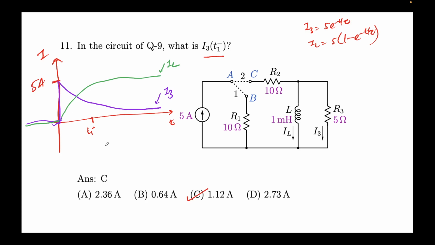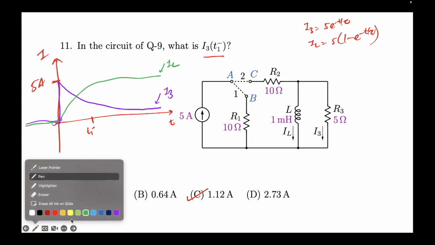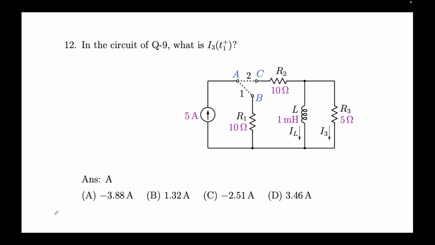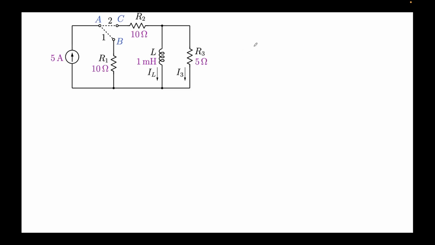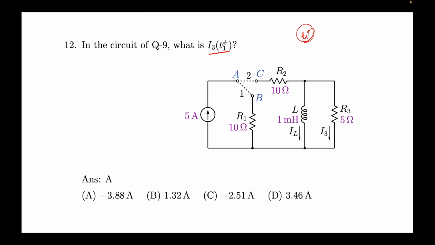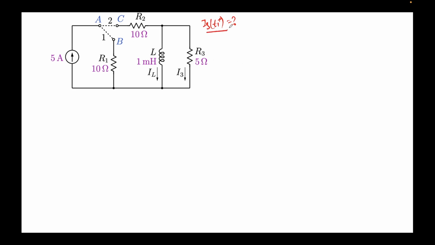All right, so let's now quickly move forward to the next problem. We have 4 more remaining. Okay, we should be fine. In the circuit of Q9, what is I3 at t1 plus? Now if you remember, t1 plus was the time when the switch has come back to position 1. So we are required to find I3 at t1 plus.